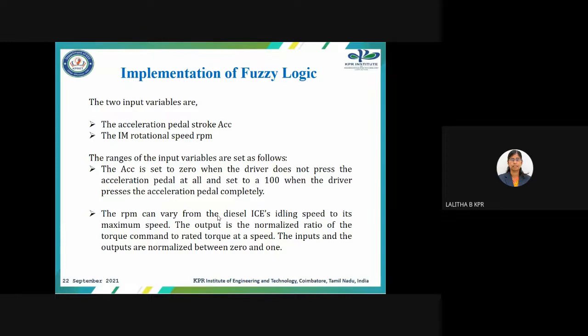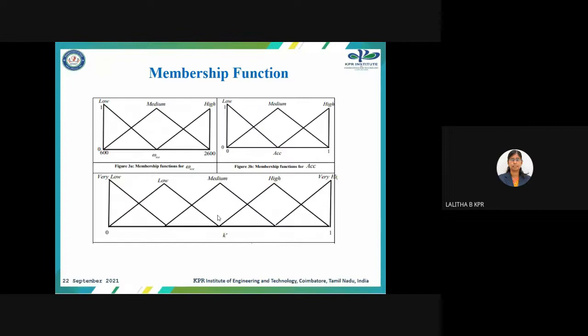The input and the output membership functions are shown here. The first one is the membership function of the IC engine speed. The next one is the membership function of the acceleration pedal. Based on these two, we can create the resultant, that is the final operating point.